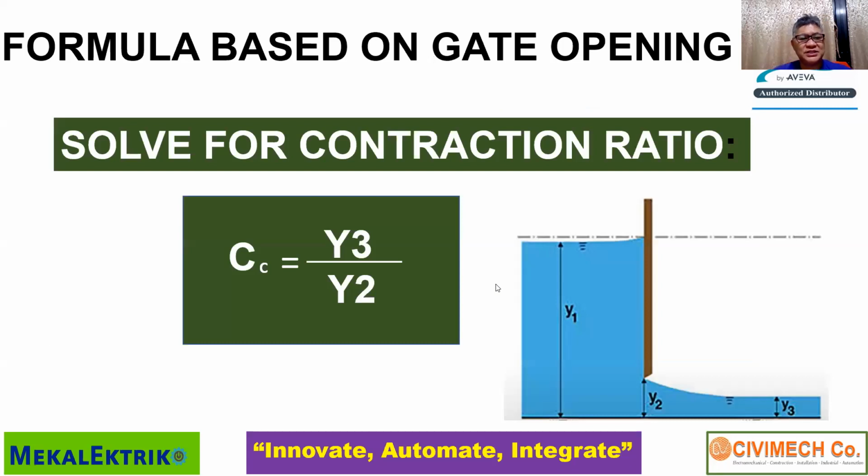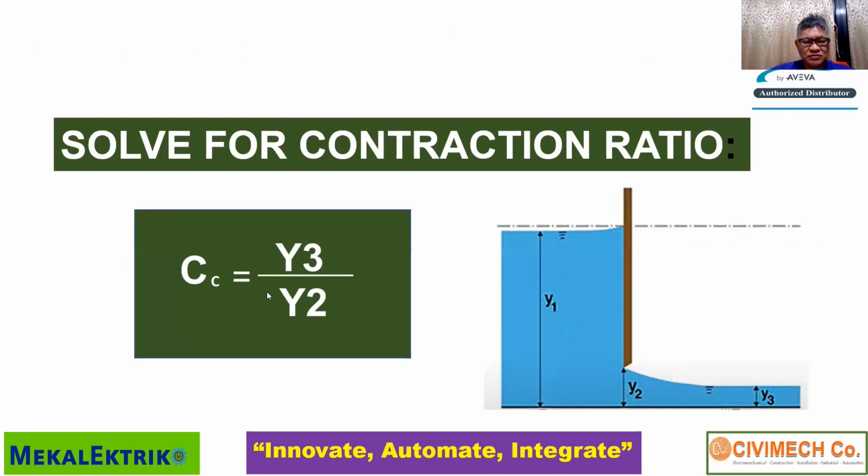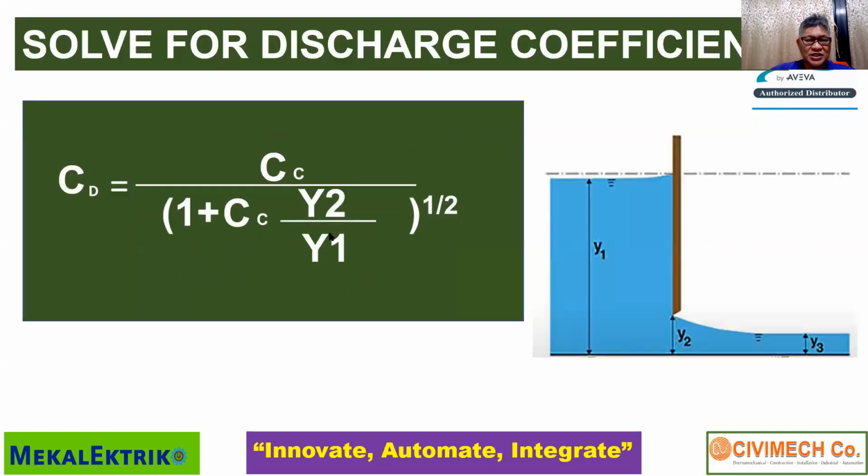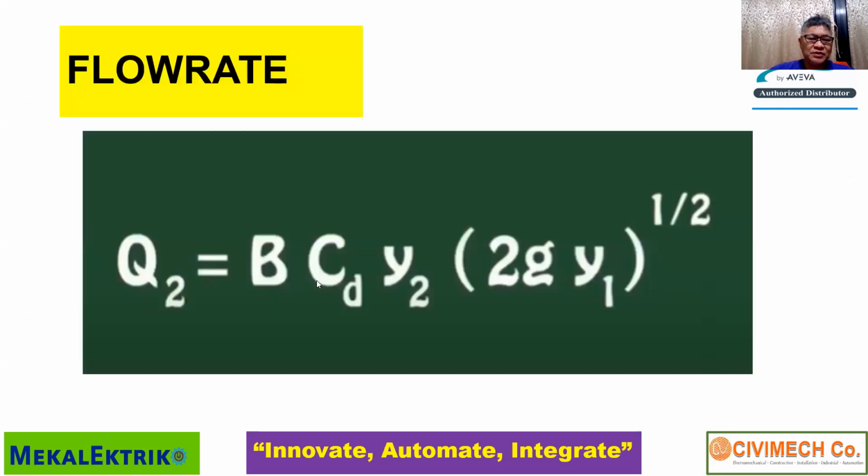We can also express the formula for flow rate using the contraction ratio and the discharge ratio. For the contraction ratio, you see, it is Y3 over Y2. So we can actually solve the flow rate based on the opening Y2. So we solve for the contraction ratio, then we solve for the discharge coefficient or discharge ratio, which is Cc over the quantity 1 plus Cc times Y2 over Y1, raised to 1/2. And we can arrive at the formula of flow rate: Q equals B times the discharge coefficient times Y2, the opening of the gate, times 2G Y1 raised to 1/2.